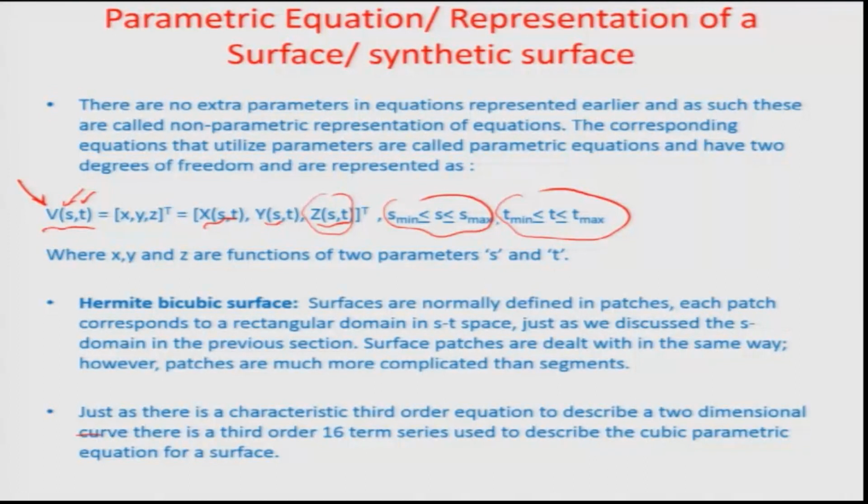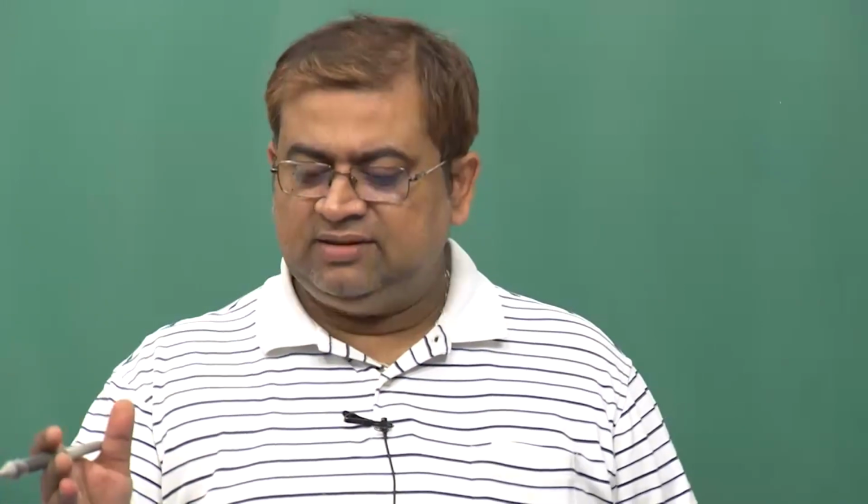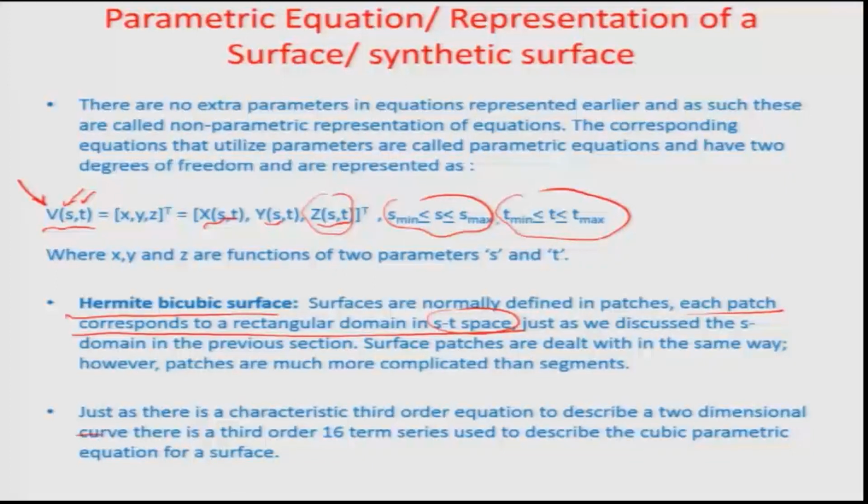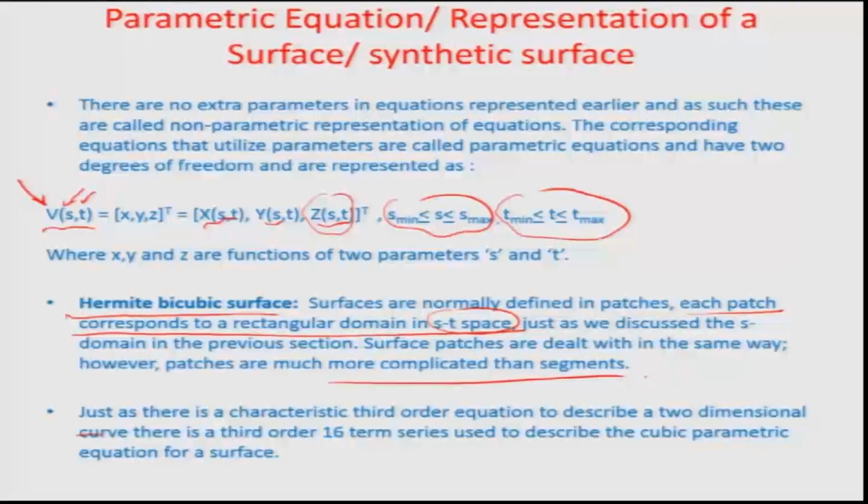We will now try to plot a bicubic Hermitian surface, which is normally defined in patches, and each patch would correspond to a rectangular domain in the s-t space, just as we discussed the s domain in the previous section. And then there is a question of connectivity of these patches, so that the whole surface is described by patches getting connected to each other. It is a little different in terms of operability, because in the 2D planar case we are talking about joining curves, while in this case we are talking about joining patches. The patches would extend both in the s direction as well as the t direction to describe the whole surface, so it is slightly more complicated than just joining segments.